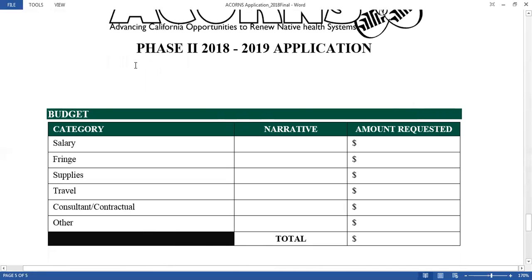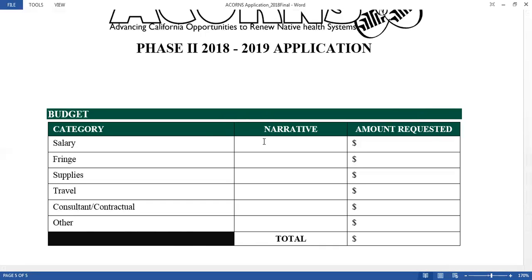The next section of the application is the budget. In this, we expect that you provide detail on salary, fringe benefits, supplies, travel, consultant and contractual, and other. In the RFP, there's a description of what each of those look like. In the narrative section, please provide a detailed narrative. So for example, under salary, please describe the % of the time for the staff that will be assigned to this, what their wages are and how that will be worked into the amount requested.